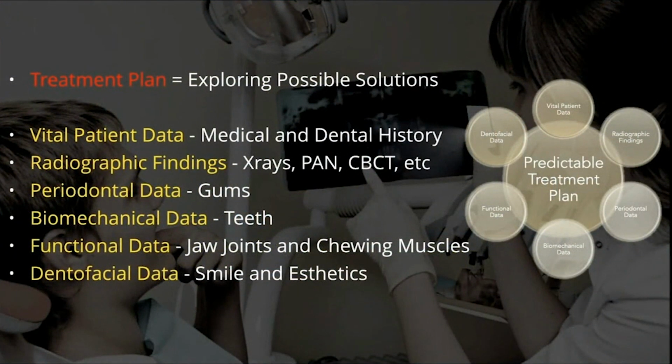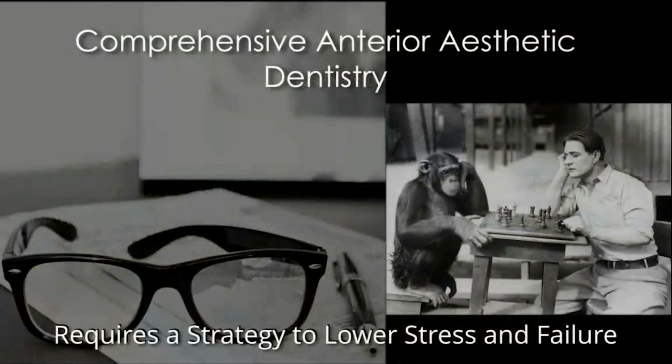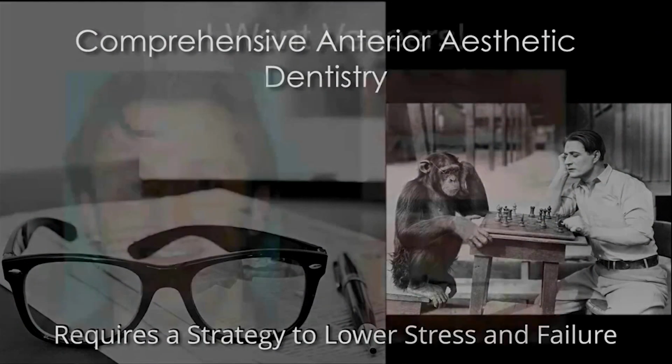So the things I really think you need for a predictable treatment plan are vital patient data, the medical and dental history, the proper number of radiographs and photos, etc. You need your periodontal data, which is your gums, your teeth, your jaw joints and chewing muscles, and your dentofacial data. I'm a Kois disciple, so I follow a lot of the way John talks about things. So periodontal, biomechanical, functional, dentofacial. So it gives us a system to plan cases, and it gives us a strategy to reduce stress and prevent failure on comprehensive cases.